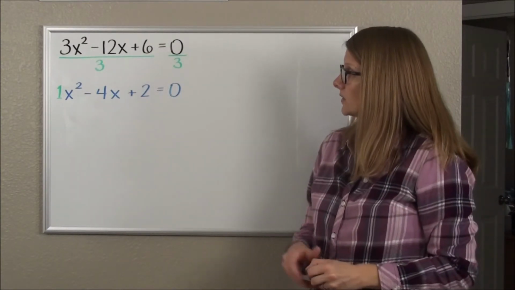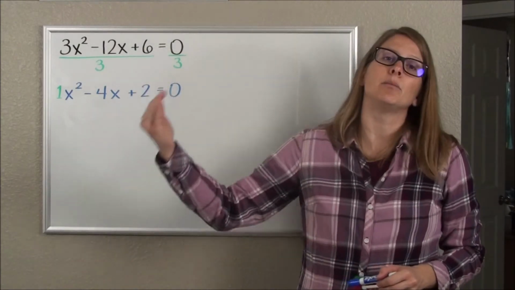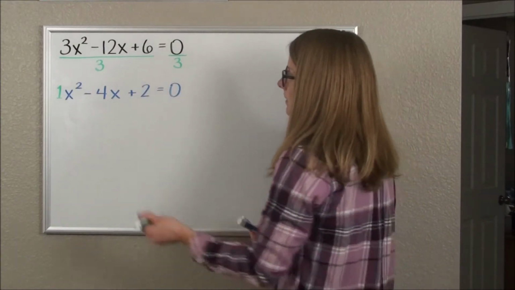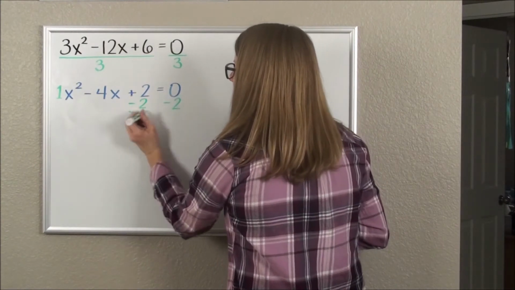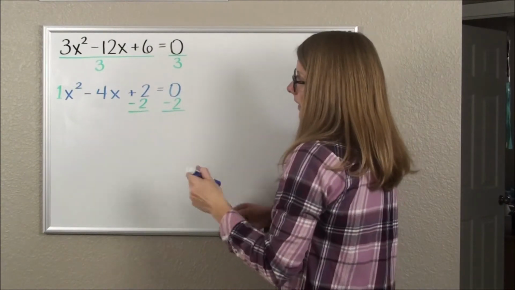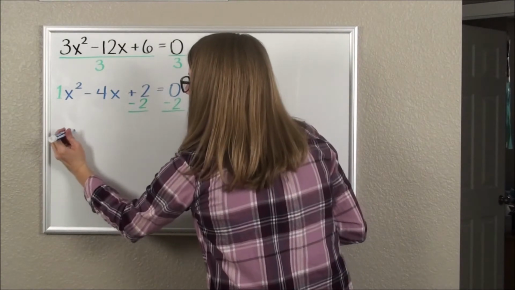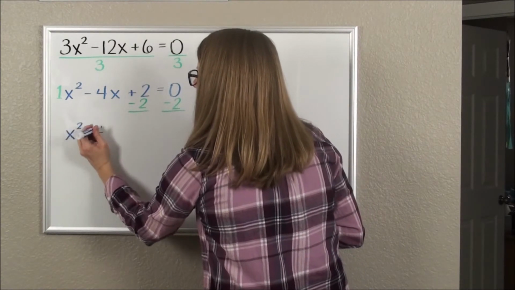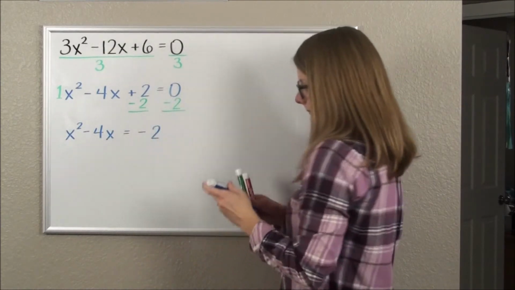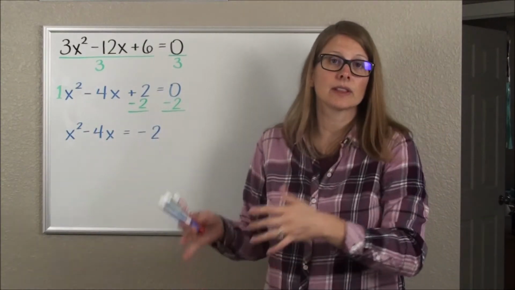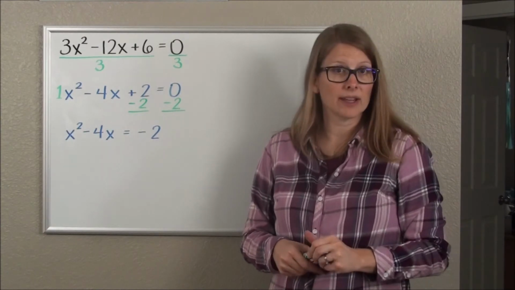And in that first step, I will leave letters on the left and move the numbers to the right. So this positive 2 will relocate using subtraction. That leaves me with x squared minus 4x on the left. On the right, 0 minus 2 is just -2. Now that letters are on the left and number is on the right, now I can complete the square.